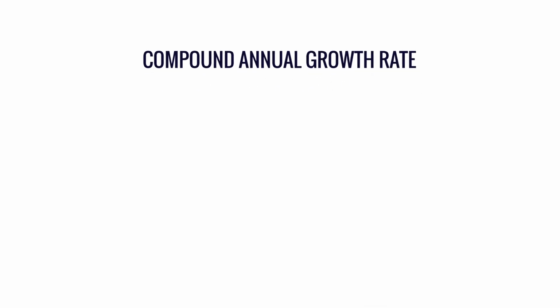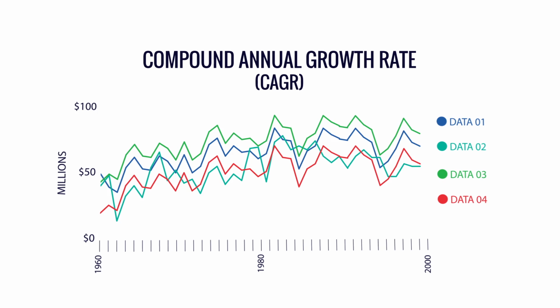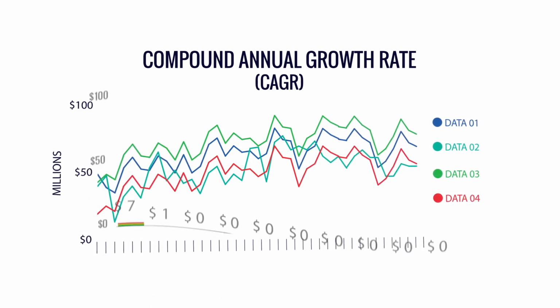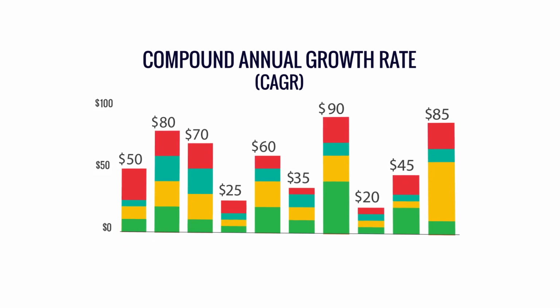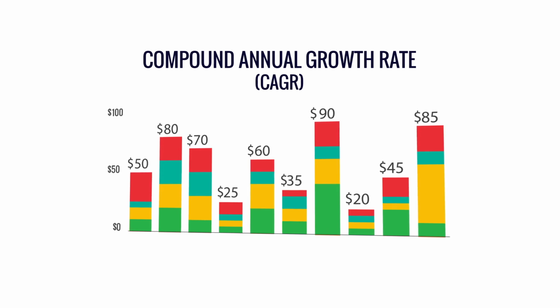Compound annual growth rate, CAGR. The compound annual growth rate, CAGR, is also known as the geometric average growth rate. Using the CAGR, you could find the annual average growth rate with a beginning and end value. The geometric average growth rate includes compounding, whereas the arithmetic average growth rate would not.